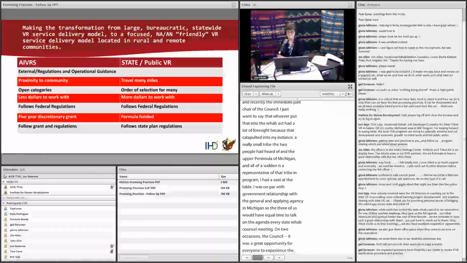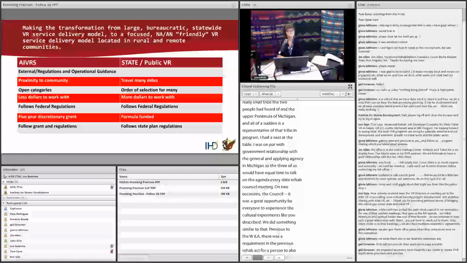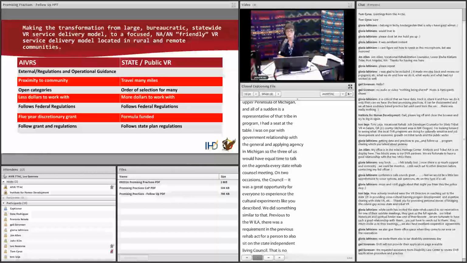Previous to WIOA, there was a requirement in the previous Rehab Act for a person to also sit on the State Independent Living Council. That's no longer part of our act, but I think it was a change agent approach to making people aware of the independent living needs of Native people.